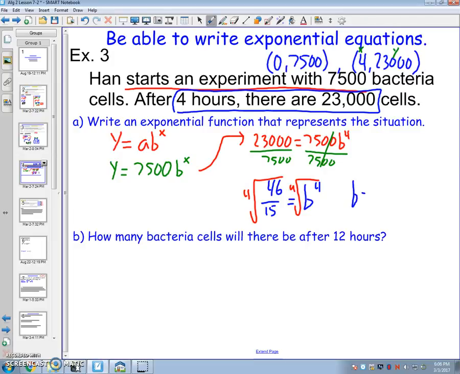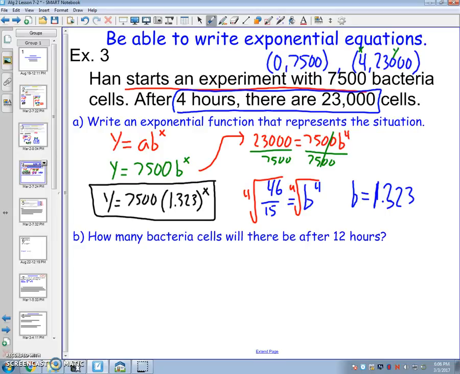So b equals 1.323. All you can do is replace that b in our equation. We're done. So let's put it back in over here. Y equals 7,500 times 1.323 to the x power. That is our equation. So notice b is above 1, so it's growth because the bacteria are growing.